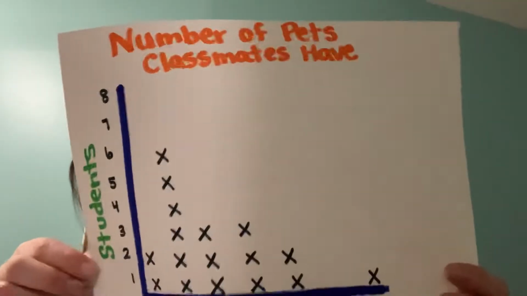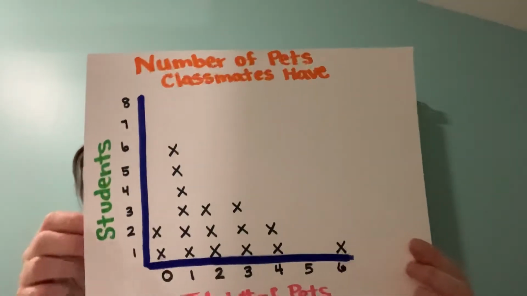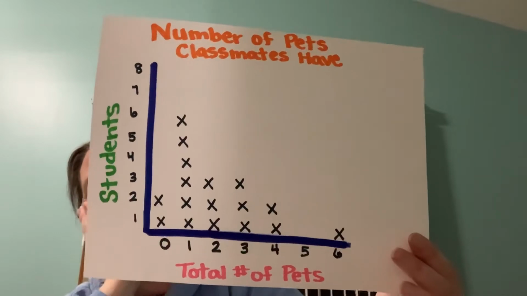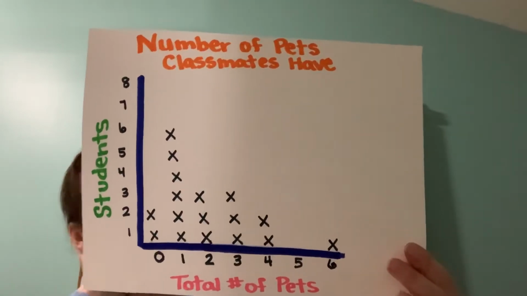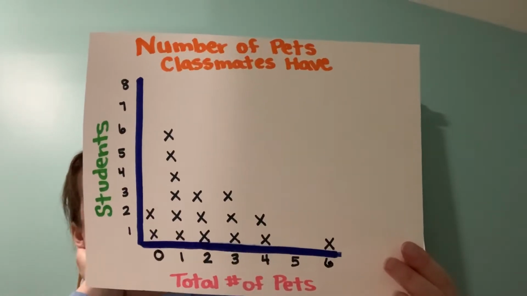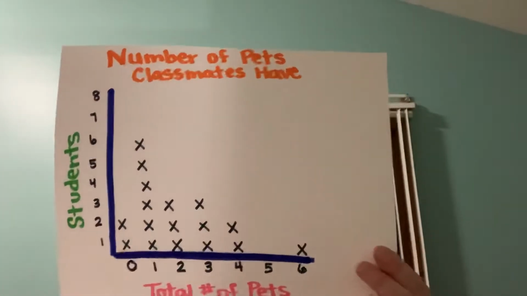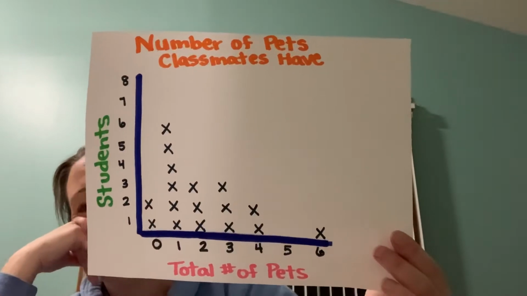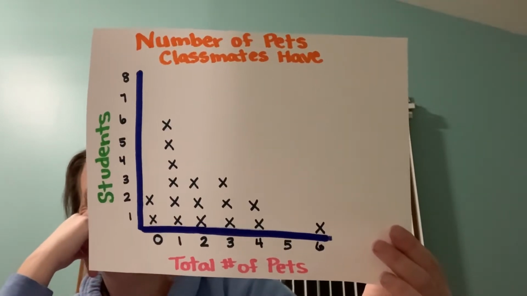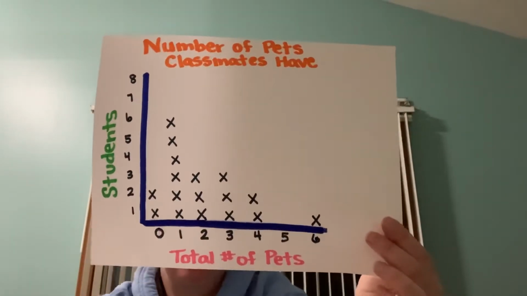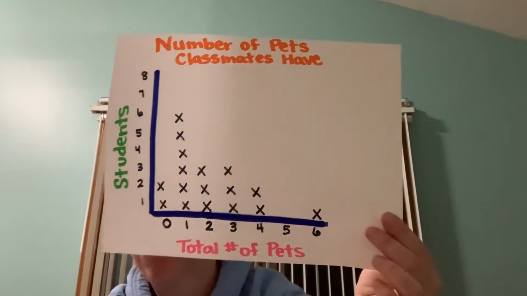All right, let's look at one more example of a new graph. So when you're looking at this graph, think about, what is this line plot showing me? And it's showing us the number of pets that classmates have. And our choices are, do you have no pets, 1 pet, 2 pets, 3 pets, 4 pets, 5 pets, or 6 pets? So let's look at the questions that might be paired with this.